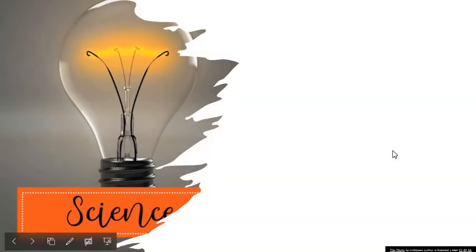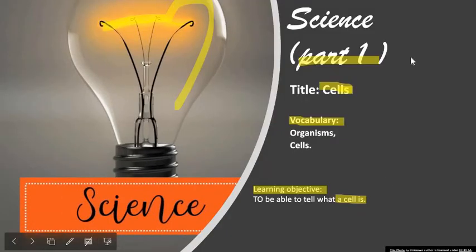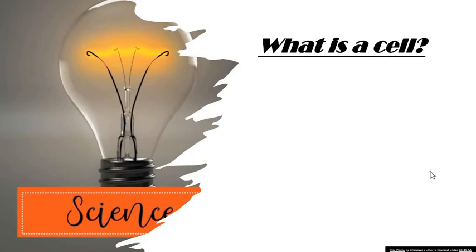So, learning objective. The title is Science Part 1. Make sure you have a notebook. If not, just listen and keep it in your head. The learning objective is to be able to tell what a cell is, and the vocabulary is organisms and cells. We're going to find out what these are in a minute.